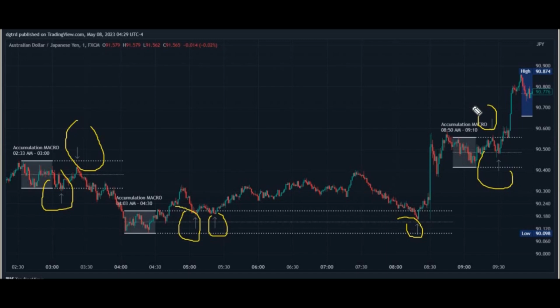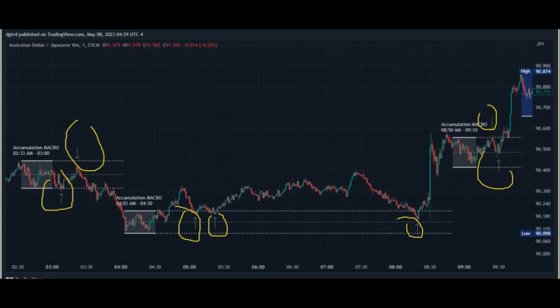And by understanding what we've seen about these types of macros, the accumulation, the manipulation, you can basically know how to approach them. In accumulation, we told you you're not supposed to execute trades, but on the others, you see they are characterized by liquidity. So you know how to approach those levels because they're very, very important.